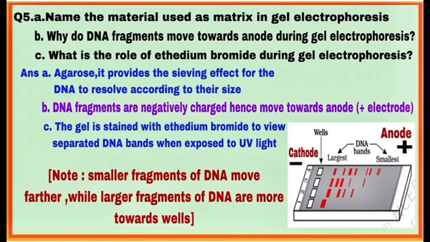Part C of the question. What is the role of ethidium bromide during gel electrophoresis? Ethidium bromide is used as a stain which helps to view the separated DNA bands when they are exposed to ultraviolet light.